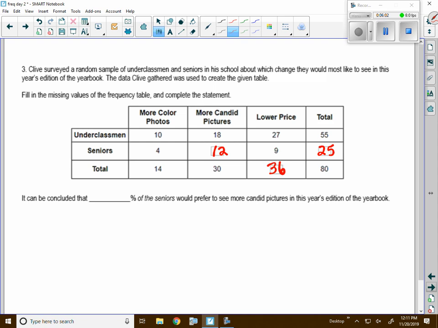And then it says it can be concluded that what percent of the seniors would prefer to see more candid pictures? So we have two things: seniors, candid pictures. Remember that what comes first is your total that you're going to use. What's the total number of seniors? 25. Of those seniors, how many of them wanted candid photos? 12. Look at seniors, candid, 12. 12 over 25 is 48. So you'd say 48%. When asking the percent, the first thing is your total, the denominator. The second one is your numerator.